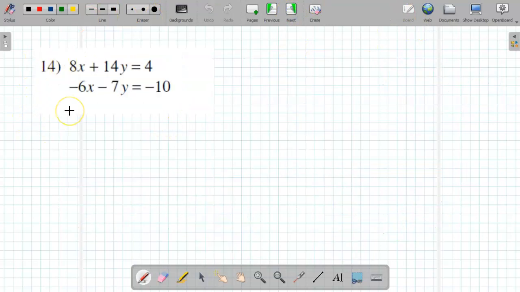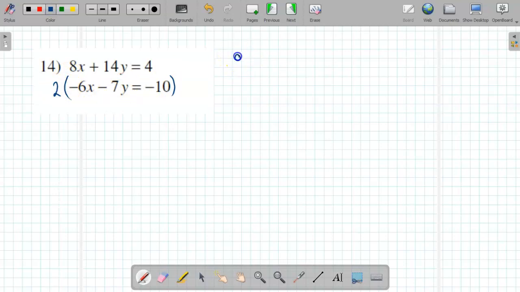Here's our next problem. Now this problem has one way that's a little bit easier than the other, because if I look at these numbers, I don't have anything that will cancel just as it is. 8 and 6, there's no number I can multiply 8 by to get 6 or 6 by to get 8 unless I use a decimal or fraction. However, 7 times 2 would give me 14. So the quickest way to solve this problem is going to be to multiply that bottom equation by 2.